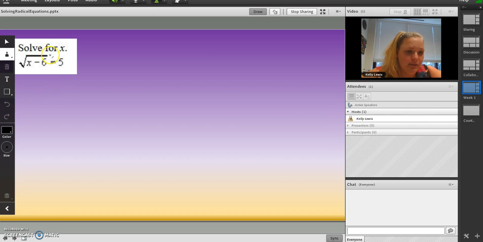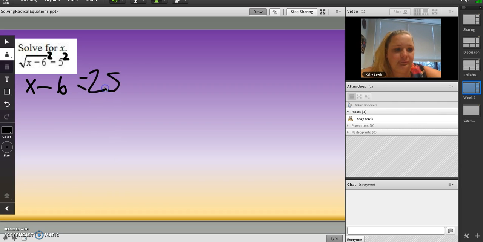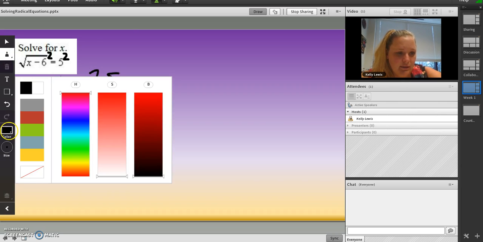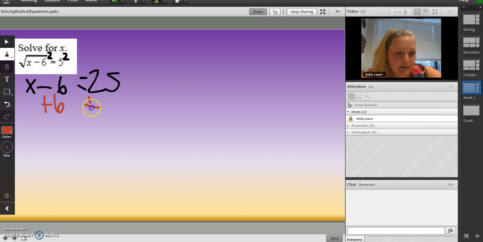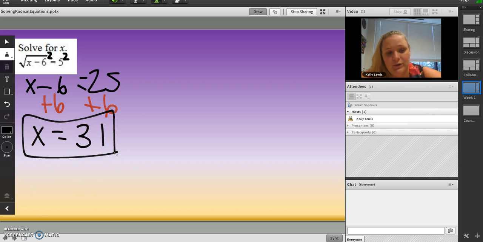All right, so here we need to get rid of this square root, and the opposite of square root is squaring. So now I have x minus 6, because a square and a square root cancel each other out. And then 5 squared is 25. Then I'm going to add 6 to both sides. So I get x equals 31. And so if I want to check it, 31 minus 6 is 25. Square root of 25, 5.